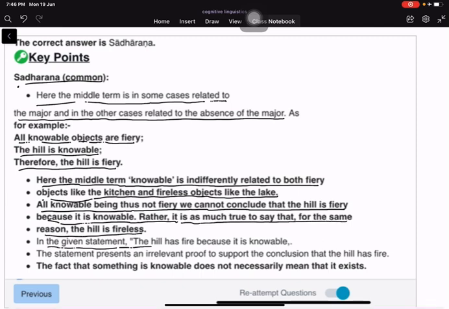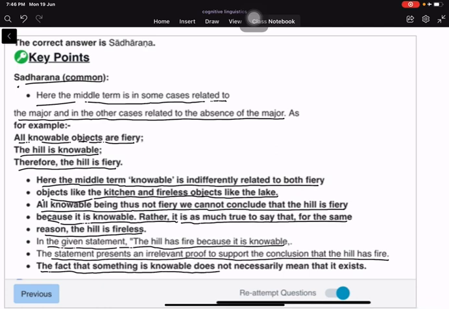In the given statement, the hill has fire because it is knowable. The statement presents an irrelevant proof to support the conclusion that the hill has fire. The fact that something is knowable does not necessarily mean that it exists.